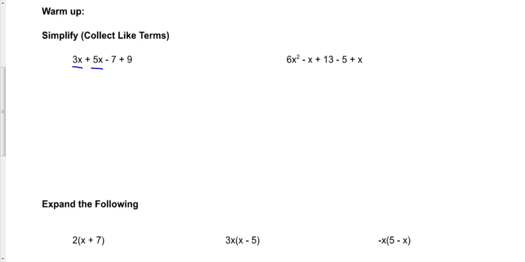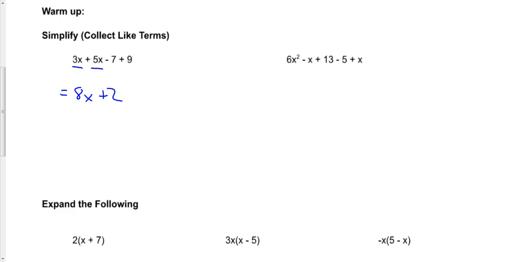So we can add the 3x plus 5x, and that's going to equal 8x. And negative 7 plus 9 is going to equal positive 2. Now in terms of collecting like terms, I can't collect any more because 8x and positive 2 are not like terms, and so therefore we're done with that particular question.